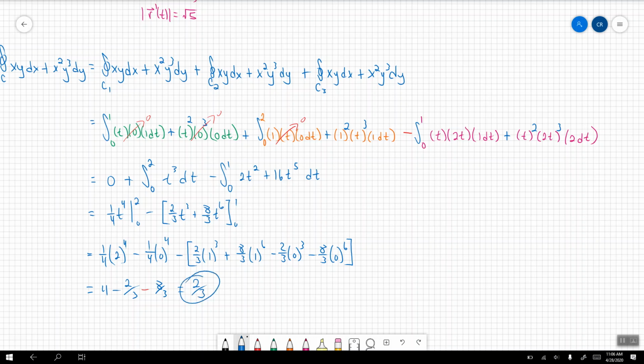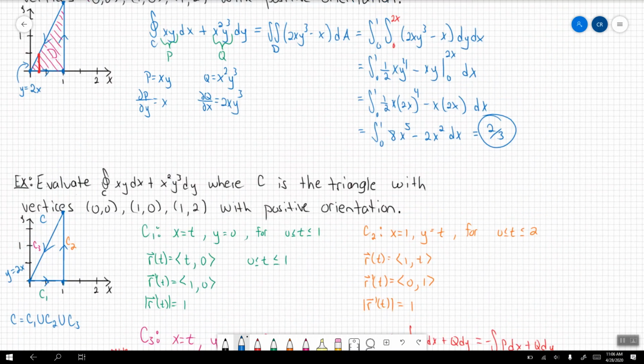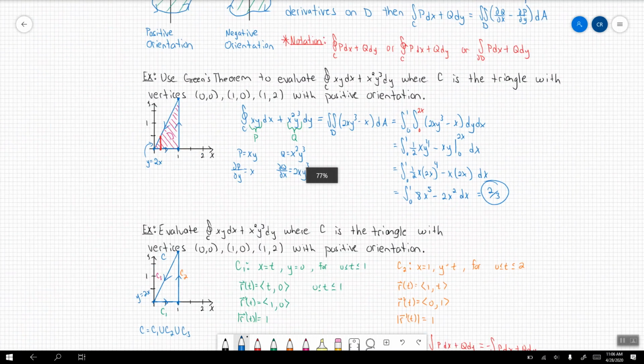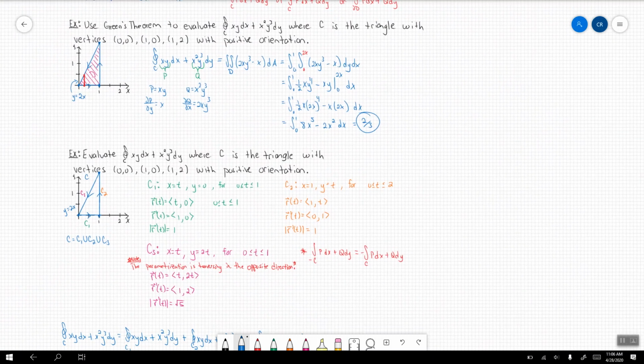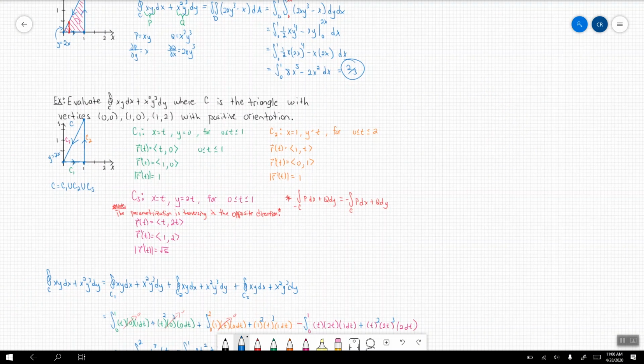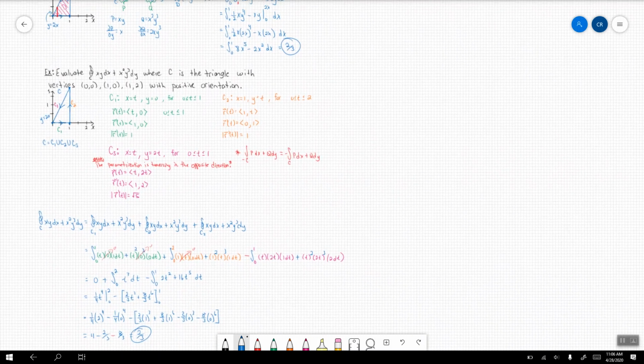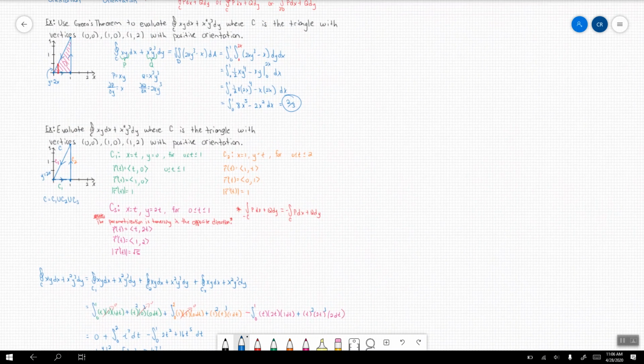Now 2/3, is this the exact same answer that we got last time? It sure is. So what I want you to do is look at this amount of work that needs to be done with these two problems. Number one, that problem was just using Green's theorem, using a double integral. Bam, we were done in like 5 different steps.